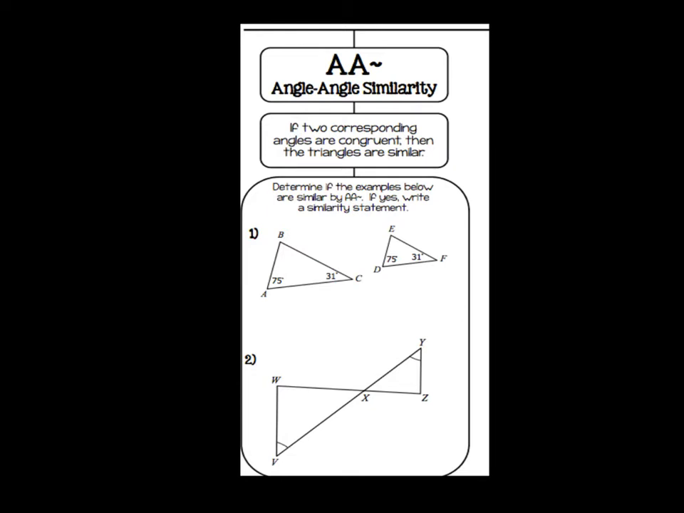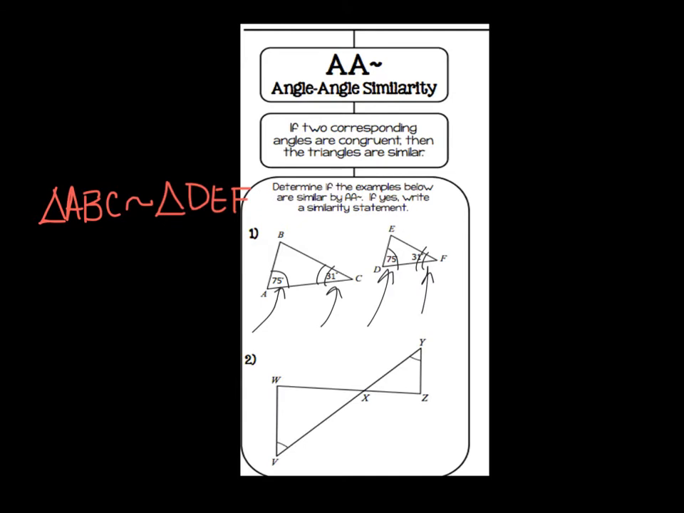The first one we're going to talk about is called AA, and that stands for angle. So basically, any triangle that has 2 angles that are the same, we can just go ahead and say that the triangles are similar. There are times when they give you information and it's not enough, and you may have to find the 3rd angle. However, we can clearly see that this is 75, this is 75, this is 31, and this is 31. So these angles are congruent. So these triangles are similar.